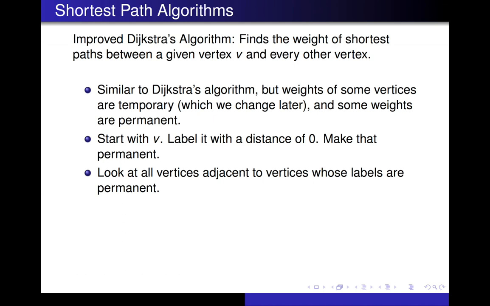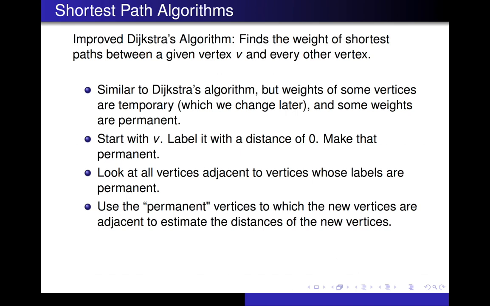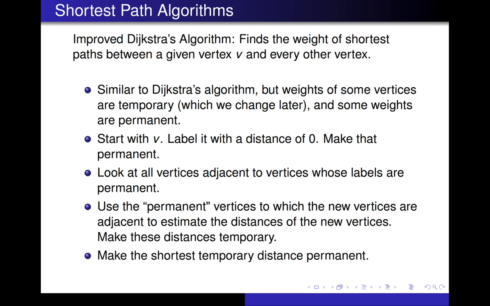And what we're going to do is look at the vertices adjacent to the permanent labels, the ones we're absolutely sure about. We're going to use those permanent vertices to figure out which ones are adjacent to those, to estimate the distances of the new vertices. Those are going to be temporary. Then out of all the temporary distances, we look at the shortest one and make that one permanent. Then we repeat the algorithm recursively until we know all the distances. So you can see that this algorithm is a little bit looser, because we're making some wild guesses that we eventually make more precise.